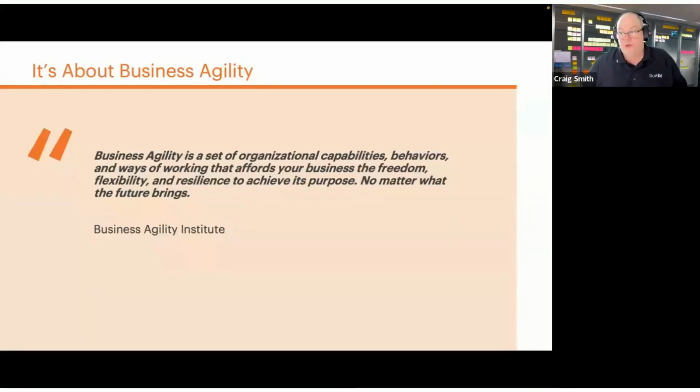And so I think the way to sum it up is it is really about business agility. This is a quote of what business agility is from the Business Agility Institute. As it says there, it's a set of organizational capabilities, behaviors, and ways of working that essentially allows you to achieve your purpose, no matter what the future brings. I really like that little end note to that quote, no matter what the future brings.